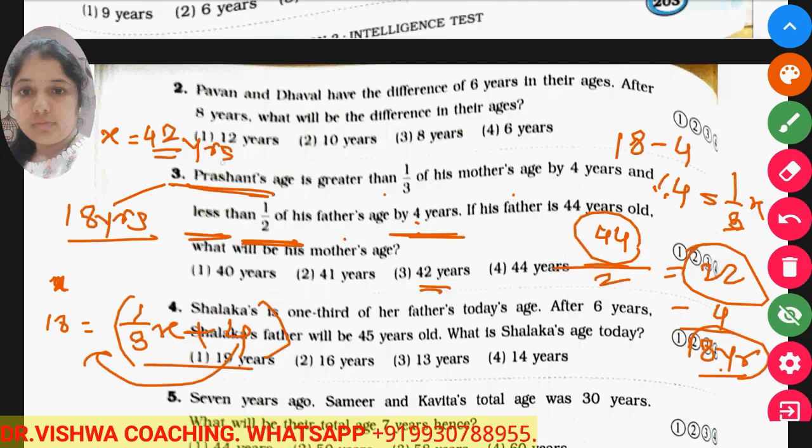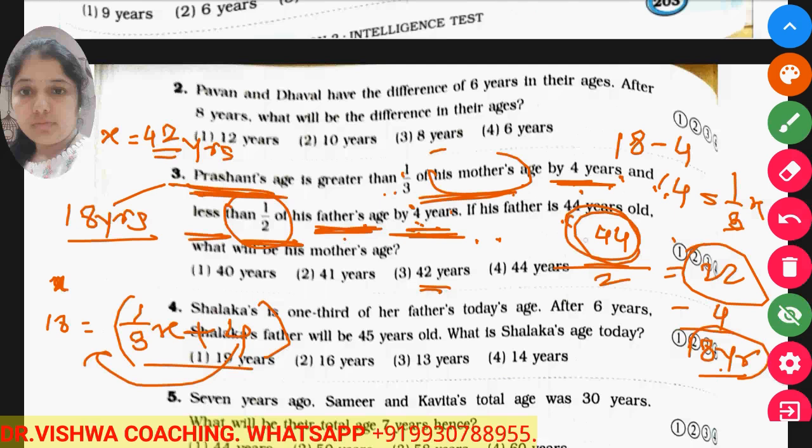Now again I will explain. What is given? Prashant's age is greater than 1 by 3 of his mother's age by 4 years. It means whatever the age of the mother is, take its 1 by 3rd and add 4 years to it, so you will get Prashant's age. Now the second condition is less than 1/2 of his father's age by 4 years. It means whatever the father's age is, we take half of it and subtract 4 from it to get Prashant's age.